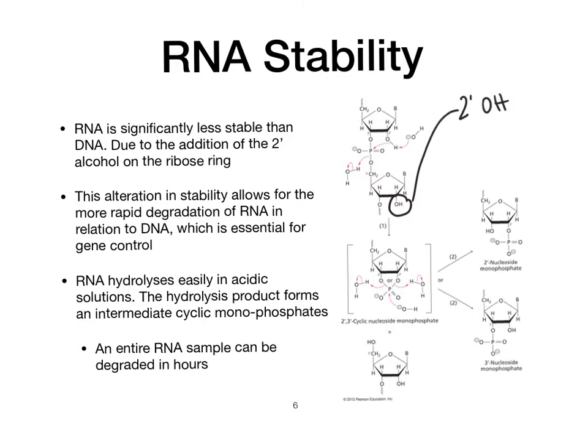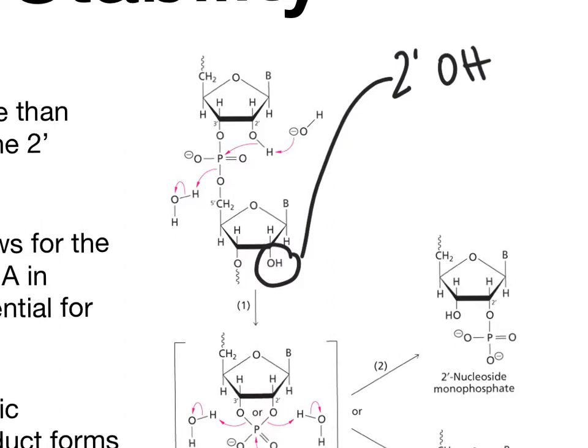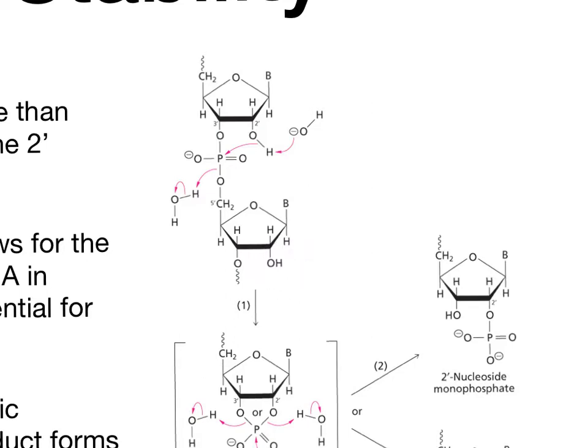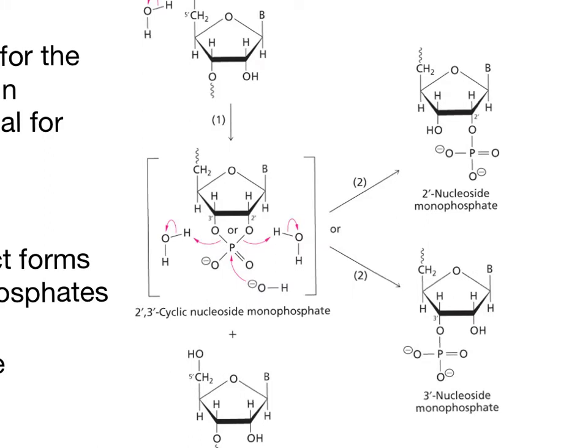So RNA hydrolyzes in acidic and basic solutions. If we were to look at this mechanism here, we can really look at this mechanism. What we see is that we have our acid group or a base group come in, and we're going to abstract a proton. This proton is going to leave an O-, which attacks a phosphate group. So once we have this, we move into a cyclic intermediate.